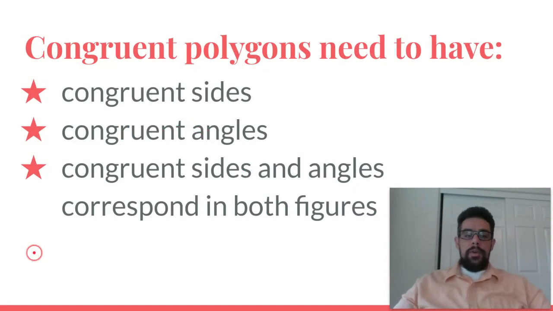Okay? In order to be congruent, polygons need to have congruent sides and congruent angles. And the congruent sides and angles need to correspond in both figures. You saw that in the examples, even though they may have the same sides, the angles may be different. If they have the same angles, the sides may be different.